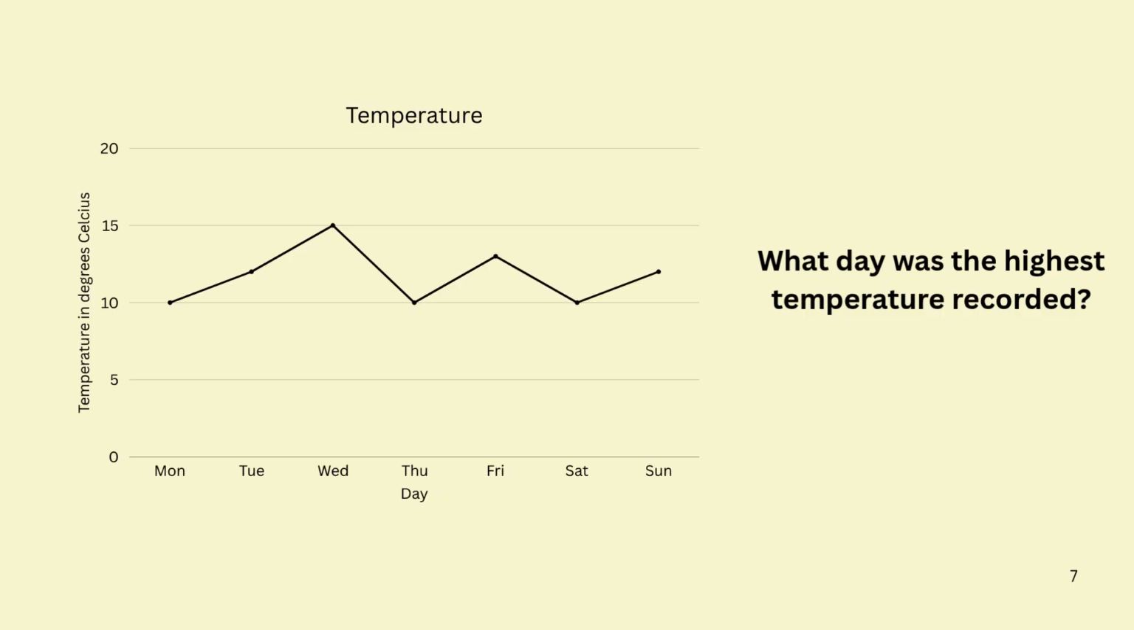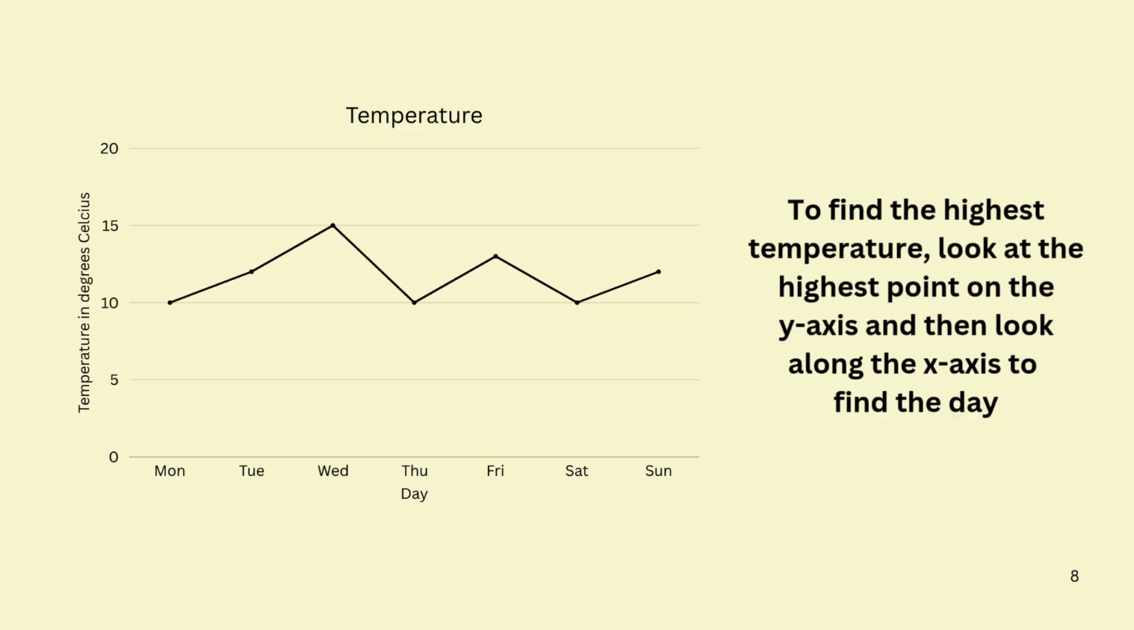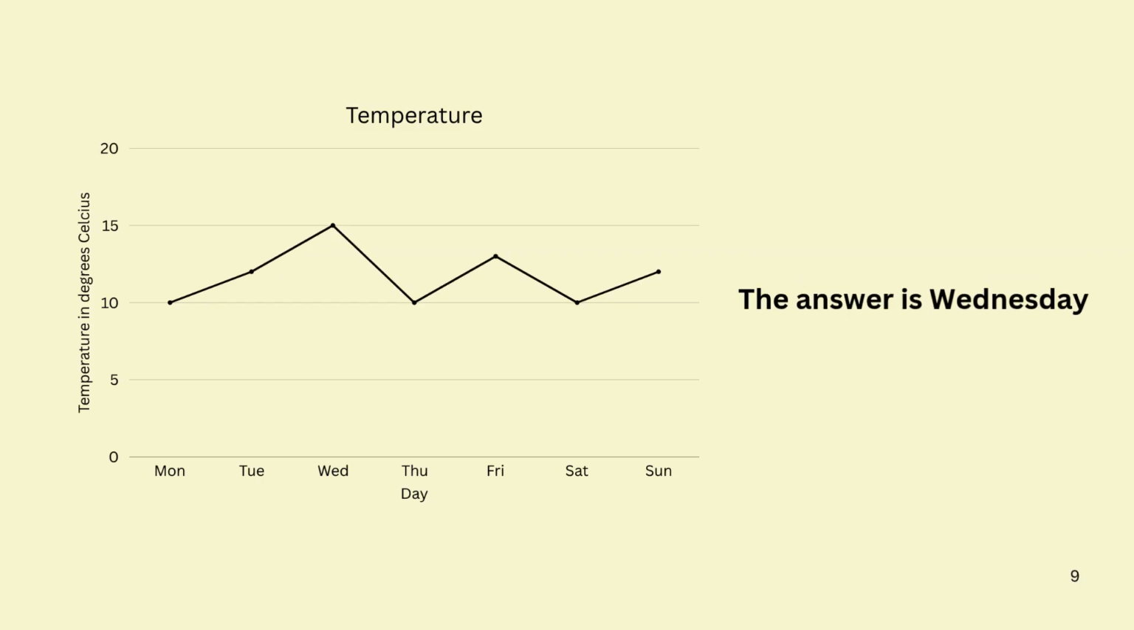Next question, what day was the highest temperature recorded? So what we need to do is find the highest temperature. So we look at the highest point on the y-axis, because that is the temperature. And then once we find the highest point, we look along the x-axis to find what day it is. So the highest point is 15, and that we can see along the x-axis is Wednesday. So the answer is Wednesday.